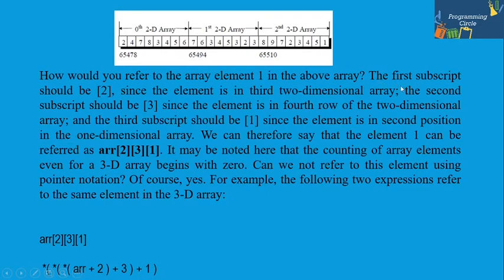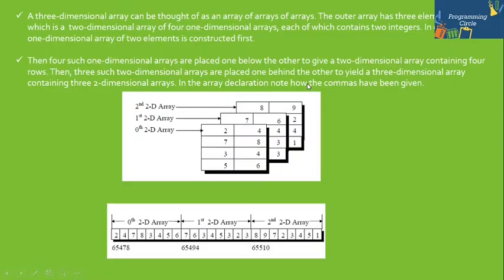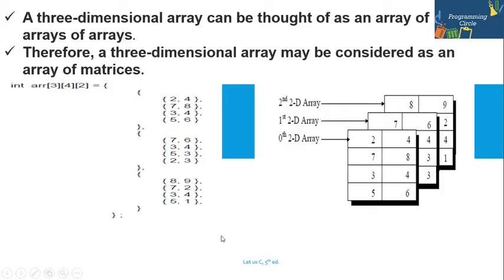The first subscript should be 2, because it is the 0th 2D array, first 2D array and second 2D array. So obviously the subscript will be 2. The second position in the 2-dimensional array means this is the 0th position, this is the first position, so it is coming in the first column. So in that fashion it is 0 1. First, it is in the second 2D array.